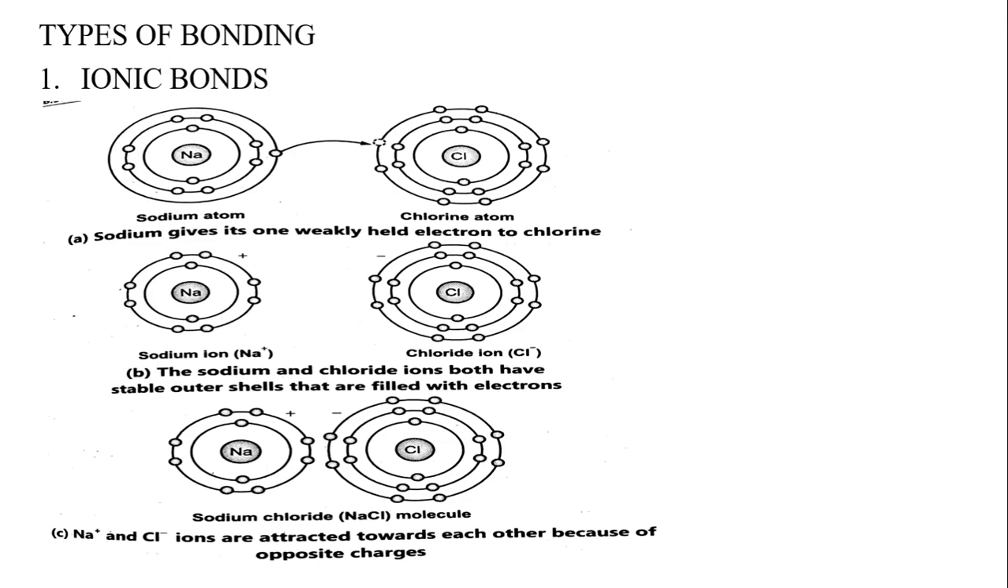Common table salt is sodium chloride, which is a very good example of this type of bonding. First, sodium gives its one weakly held electron to chlorine. Then the sodium and the chloride ions both have stable outer shells that are filled with electrons. And then in the sodium chloride molecule, the Na plus and Cl minus ions are attracted towards each other because of opposite charges. This is the formation of the NaCl molecule.